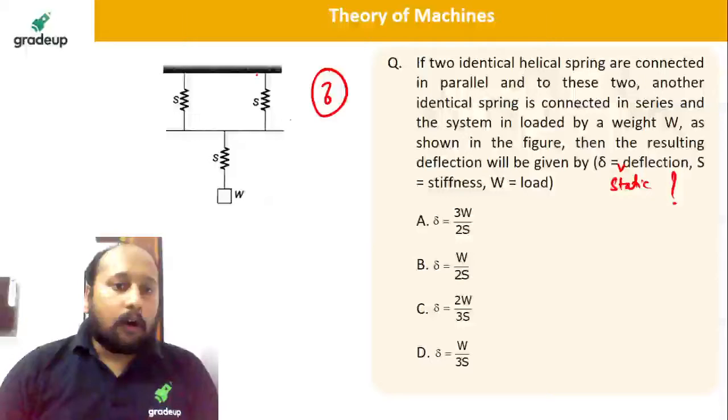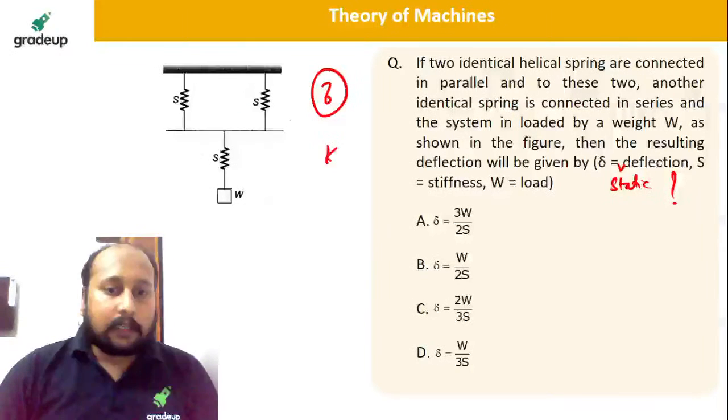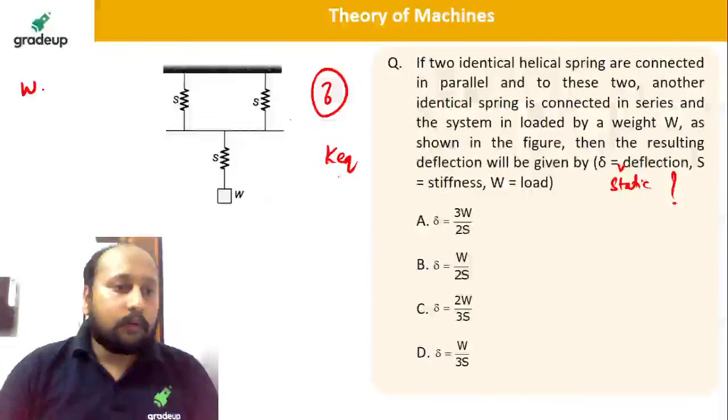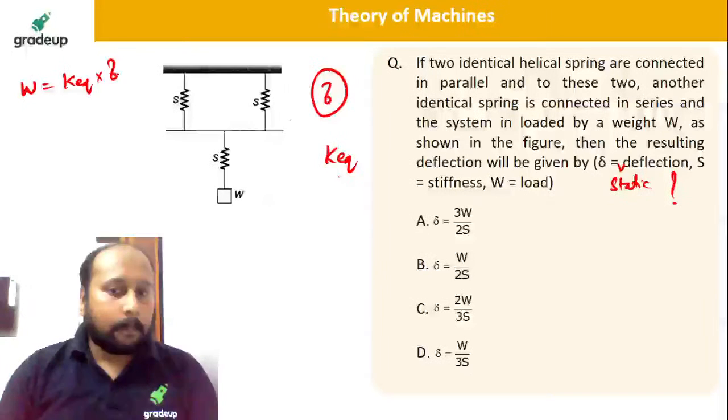These all are identical springs. So you have to tell me what is first of all the equivalent stiffness. And you can use directly W is equal to K equivalent into delta. Fine.